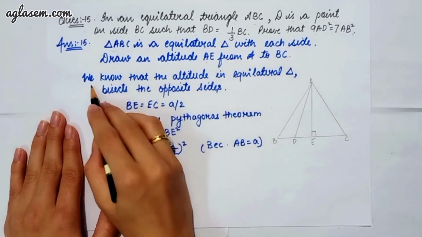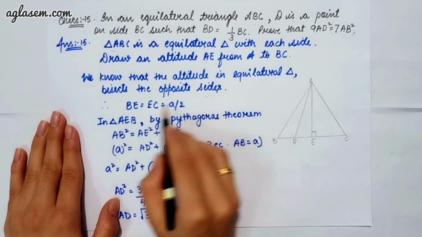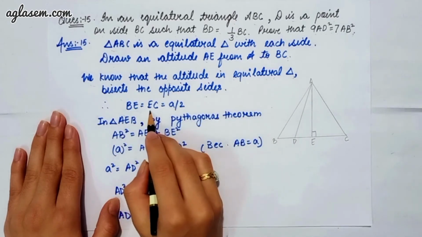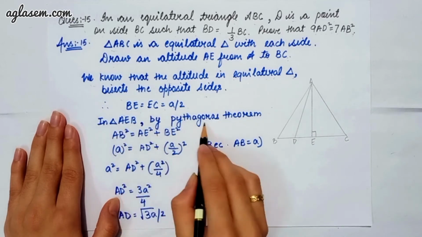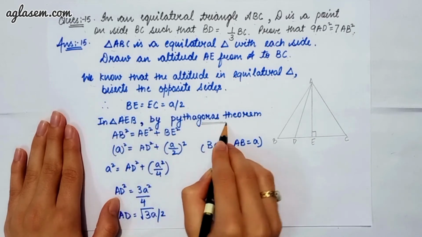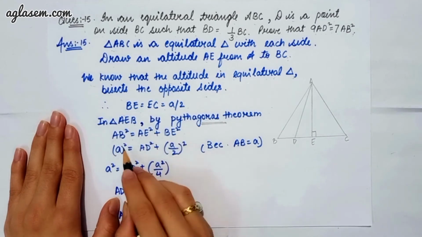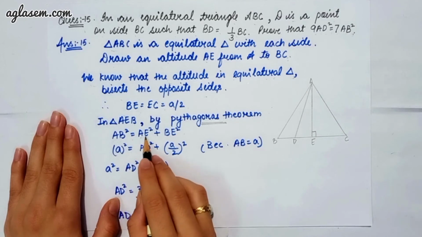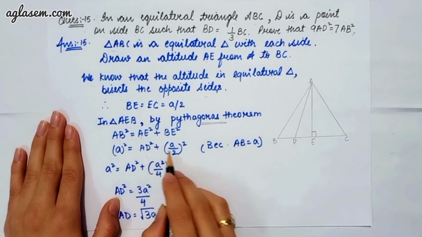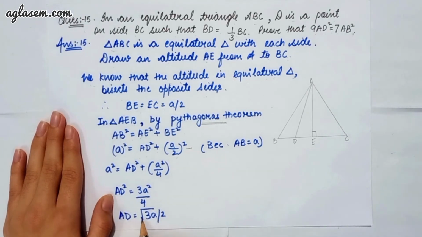So we know that the altitude in an equilateral triangle bisects the opposite side. That is BE is equal to EC is equal to A upon 2. So in triangle AEB, we apply Pythagoras theorem, that is AB square is equal to AE square plus BE square. So A square is equal to AE square plus (A upon 2) whole square. Solving this, we will get AE as root 3A upon 2.